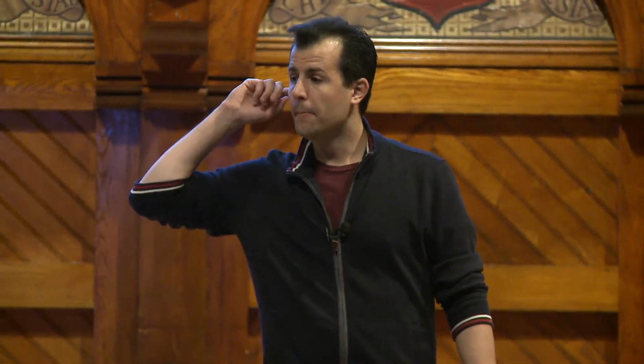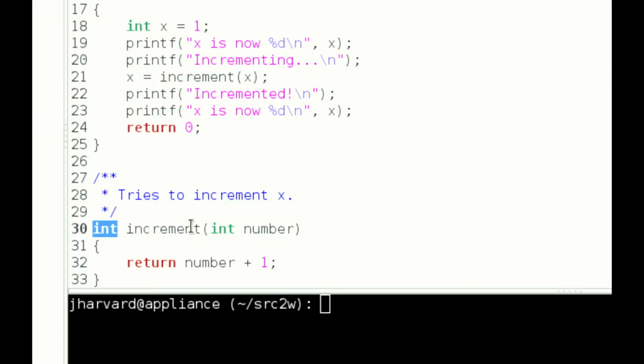What's that? The type of a function, and more specifically, the type of its output, right? So whereas the thing in parentheses represents its input, if any, the thing to the left represents its output. And in this case, increment apparently returns an int, and so int is the return type of this function.